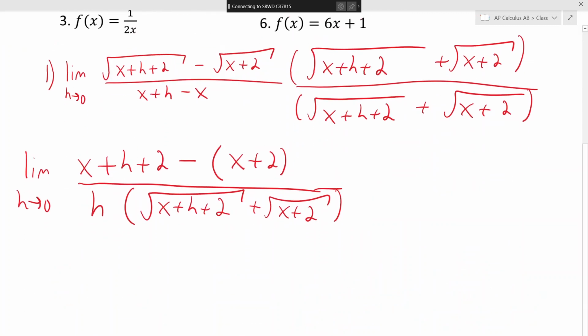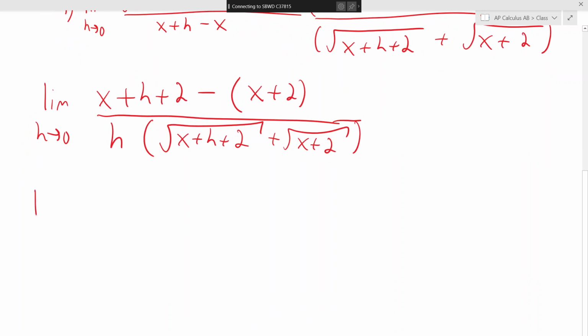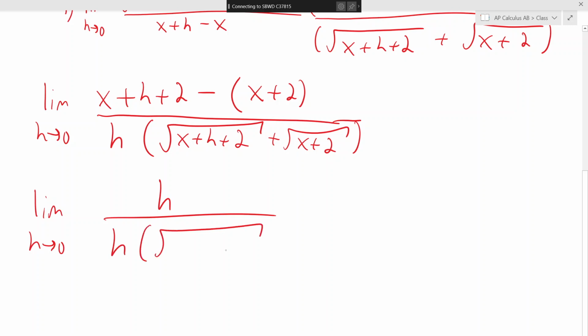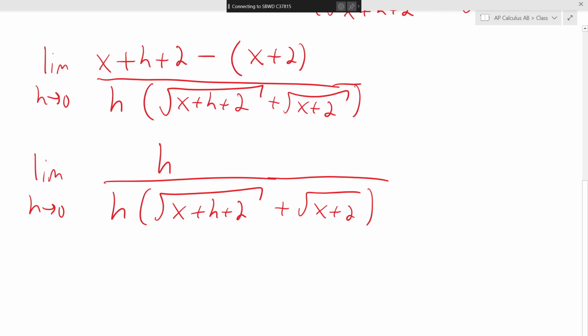All right? So you can see the top is going to simplify down. I hope you can see the top is going to simplify down to just an h. That's what happens. Now, if you forget those parentheses, that's not going to happen. But h should always cancel out when we do this.